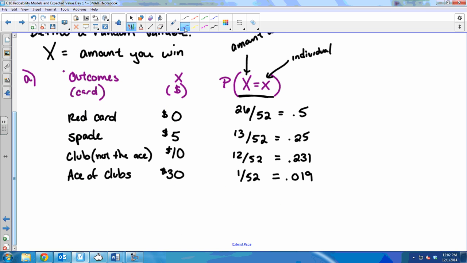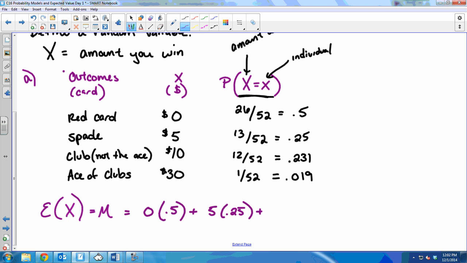So again, the expected value is just the mean, and you're just taking all of the outcomes and multiplying by their probabilities and adding it all together. So that would be 0 times 1/2 plus 5 times 0.25 plus 10 times 0.231 plus 30 times 0.019. The expected value ends up being $4.14-ish.